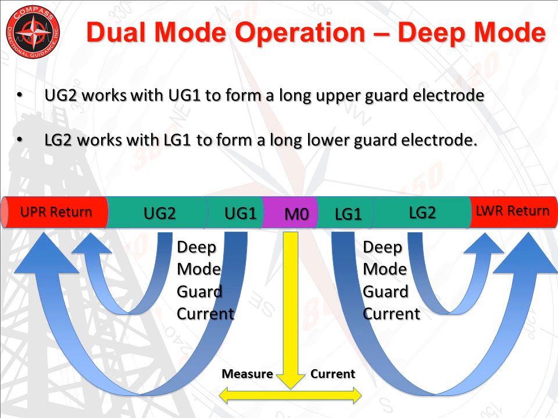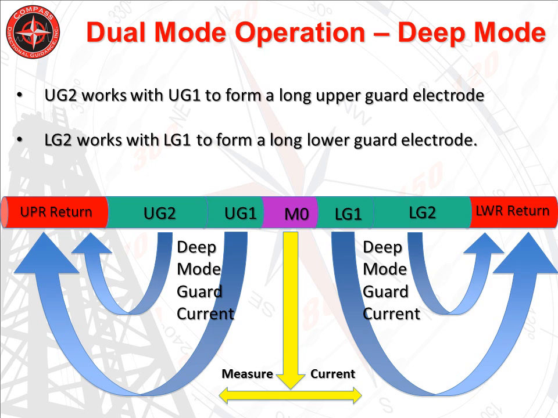This slide shows the electrical configuration of electrodes for the deep or long guard mode of operation. For this mode, upper guard 2, upper guard 1, the measure electrode, lower guard 1, and lower guard 2 are all energized with the voltage V measure. The current return is composed of the upper return and the lower return. The voltage of the upper and lower return sections is held at 0 volts. Current flows out of the 5 middle electrodes, fans out, and returns to the upper and lower return sections.